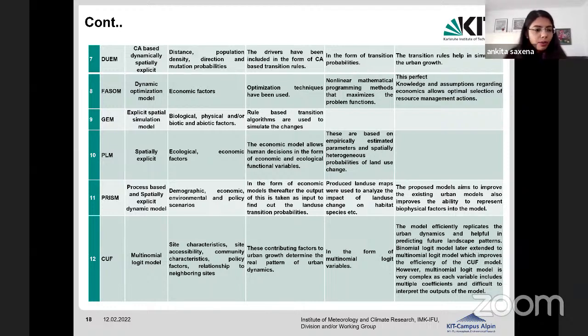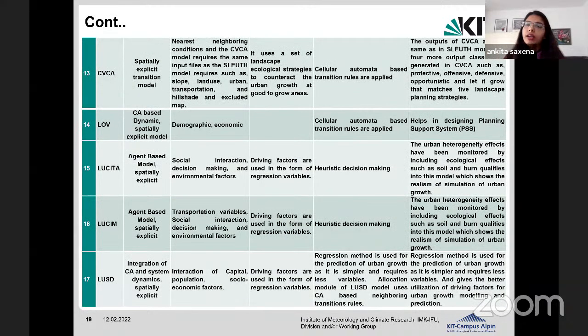So this is an overview of the various famous available models, which correspond to different modeling approaches like cellular automata, agent-based, machine learning, artificial neural network, and multinomial logistic regression. For all these models, the difference is what outcome we want. Do we need long-term projections, or are we more interested in short-term urban growth projections? And what data do we have? It also depends on the availability of data.